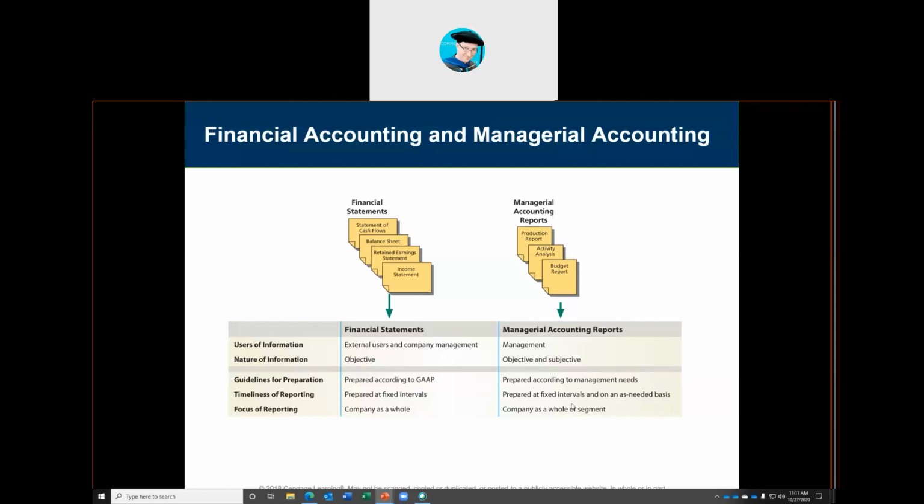Managerial focuses on management's needs with internal use only. That's why you don't see budget reports or production reports being published for the general public to see, because there's no need for them to see that. That's why they're not prepared to GAAP. They're only used for managers' use.